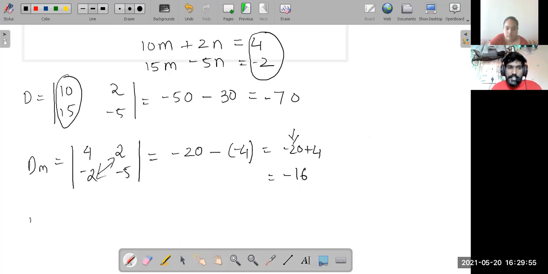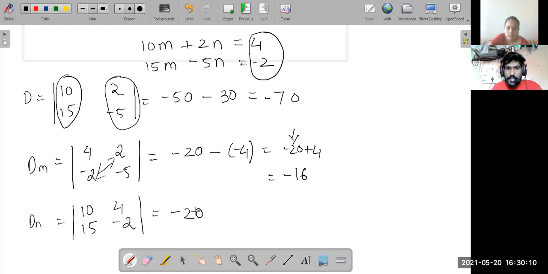And lastly, Dn. So we keep the first column as it is, 10, 15, and replace the second with your right hand side, that will be 4, minus 2. So 10 into minus 2 is minus 20, minus 15 into 4 is 60, sorry, 65.